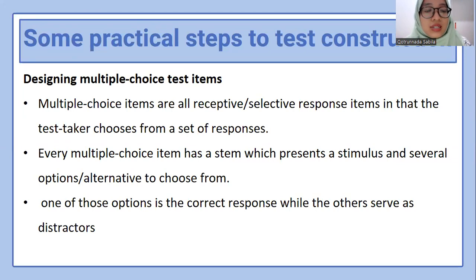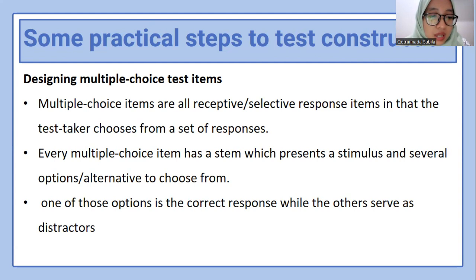And then designing multiple choice test items. First, we talk about a primer on terminology of designing multiple choice test items. Multiple choice items are all receptive or selective response items in that the test taker chooses from a set of responses, commonly called a supply type of response, rather than creating a response. Other receptive item types include true-false questions and matching lists. In the discussion here, the guidelines apply primarily to multiple choice item types and not necessarily to other receptive types.